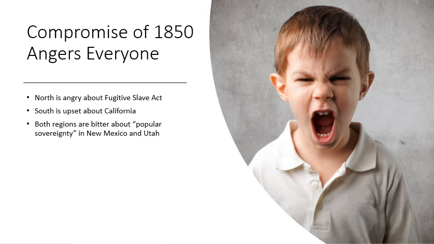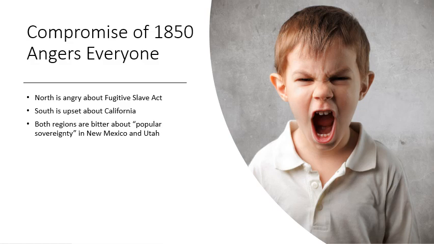Why is it a compromise? The Compromise of 1850 really angers everyone. The North is angry about the Fugitive Slave Act, the idea that Southern bounty hunters can go into northern states and capture, quote unquote, escaped slaves and bring them out of their territory. That upsets a lot of Northerners. The South is upset about California. Like I showed you, a lot of California sits below southern latitudes, but they are admitted as a free state. And then both regions are bitter at the idea of popular sovereignty in New Mexico and Utah. As I showed you, New Mexico sits predominantly in the South, and Utah, a lot of the territory is in the North.